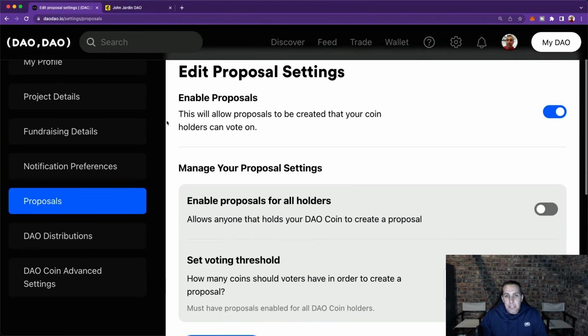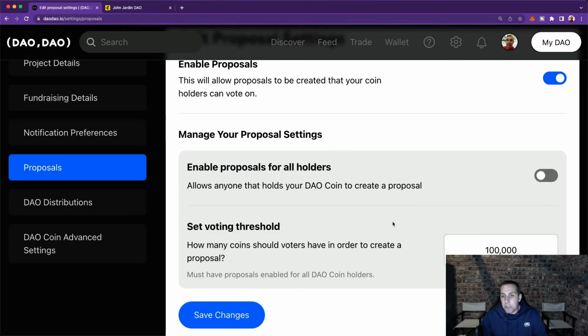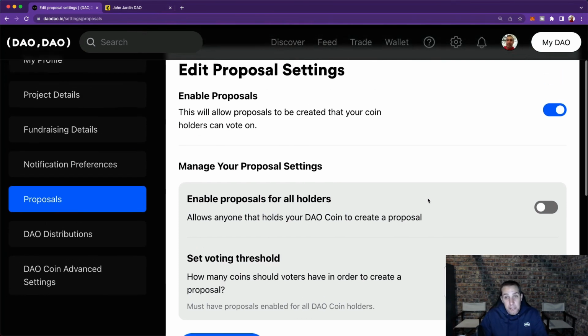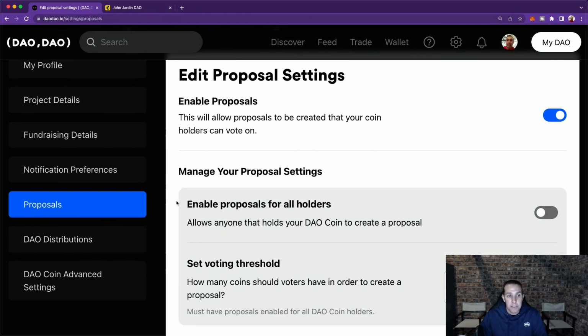Here's the proposal settings. You can usually leave the defaults as is, but you can go and be specific about how you want proposals and votings to take place. You can see it's not rocket science, and you can just come to this section.